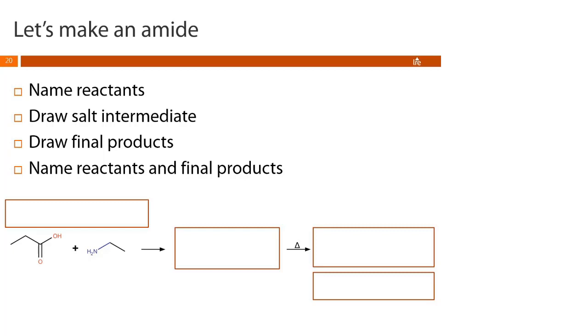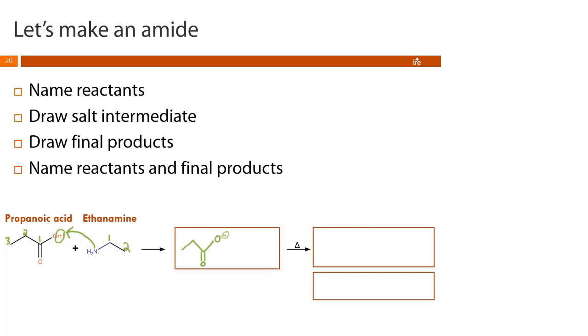Okay, so let's start by naming our reactants. So we have a 3-carbon carboxylic acid, and we have a 2-carbon amine. So the IUPAC names for these molecules should be propanoic acid and ethanamine. Okay, so now let's perform our acid-base neutralization reaction between our propanoic acid and our ethanamine. So propanoic acid is going to act as the acid. So it is going to donate a proton to ethanamine. So our resulting anion will look something like this, and our resulting cation will look something like this.